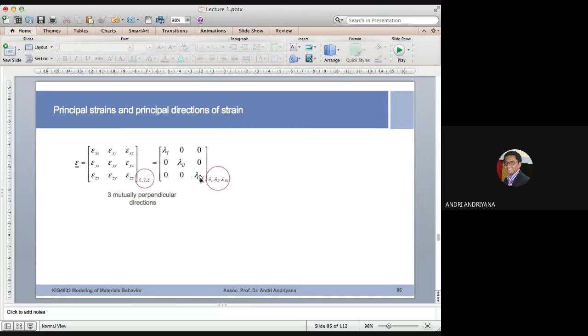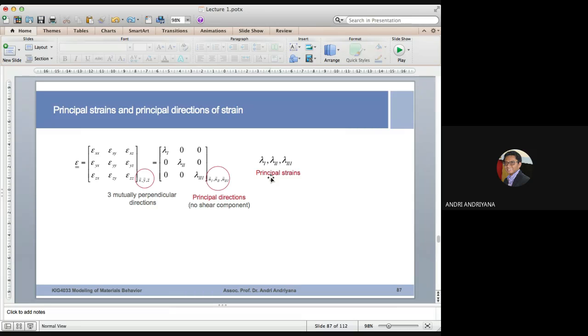This is a very particular situation, okay? So these axes N1, N2, N3 are called principal directions of the strain. And the three diagonal values that we have here are simply called principal strains. If you are dealing with stress, then these are principal stresses, and these are the principal directions of the stress, the same way. Okay, so how do we get this lambda 1, lambda 2, lambda 3, N1, N2, N3?